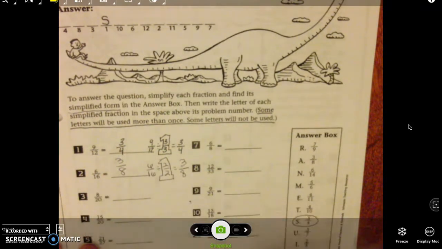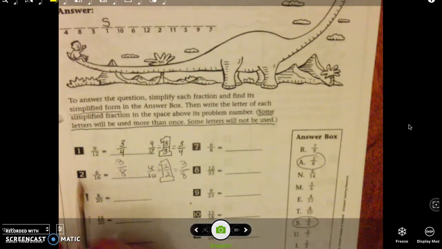Okay? And then I look over here, my answer box, and I see here 3/8 is for letter A. So I'm going to look for number 2. Okay, number 2, here's that.